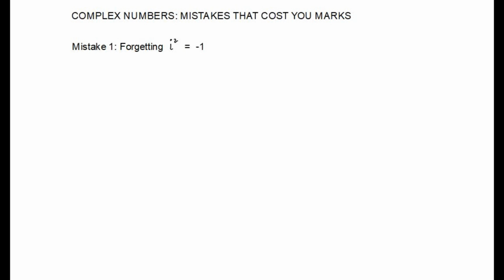We'll be looking at 4 common mistakes students make in complex number questions in Cambridge 9709 paper 3. These are small errors, but they often cost easy marks in exams.